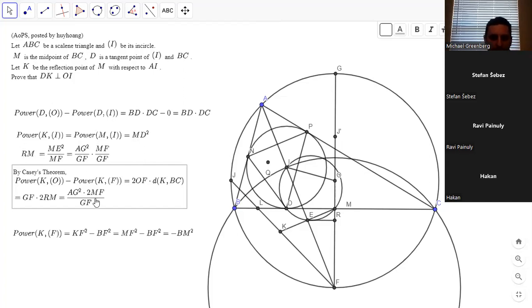So yeah. So AG over GF. See, the problem is we want to like, yeah, I guess I don't really know what we do with AG. So yeah, this idea might be a little harder than I thought.